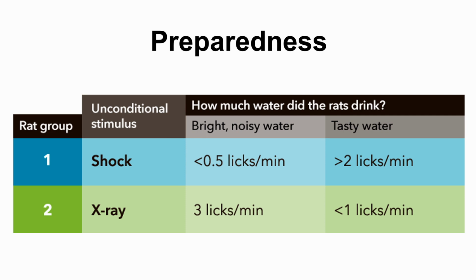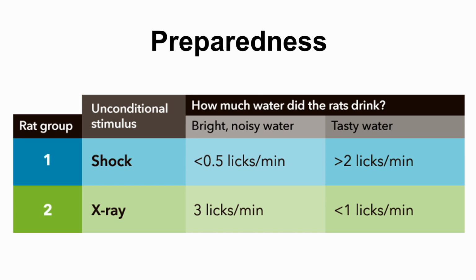And on the topic of us being biologically predisposed to acquiring taste aversions, I also wanted to take a brief moment to talk about the concept of preparedness. And this is, again, a biological predisposition to form certain types of associations.